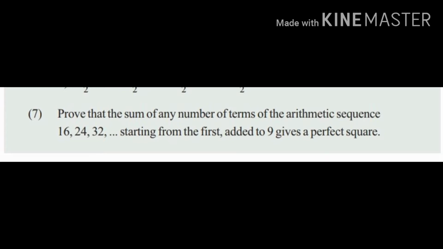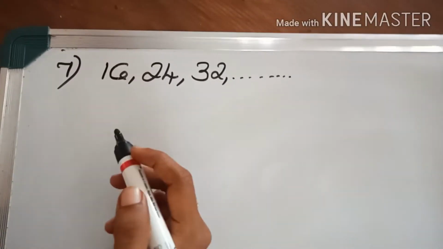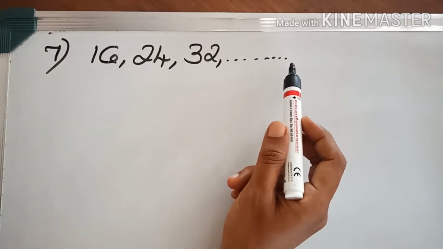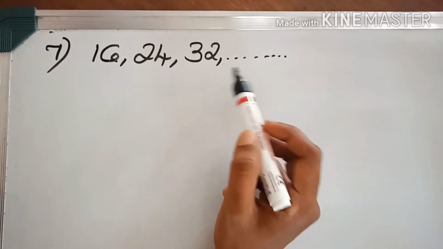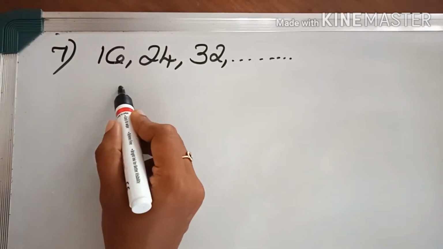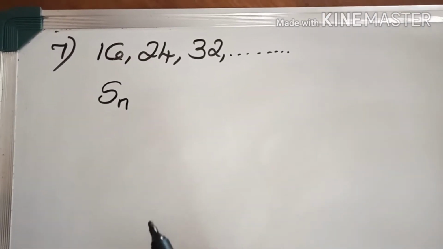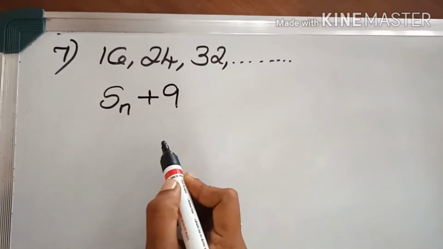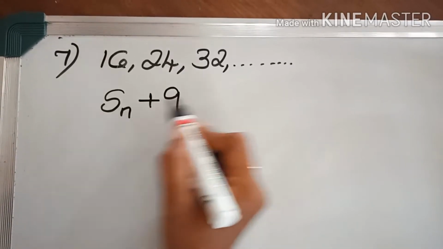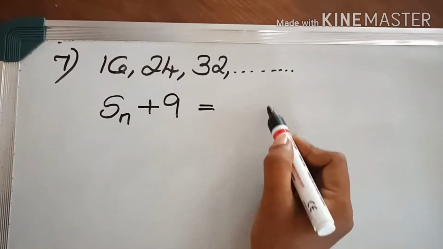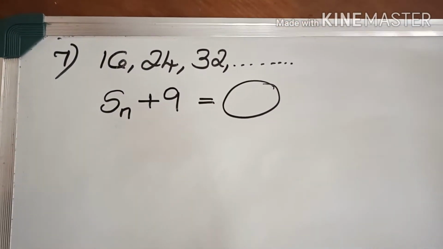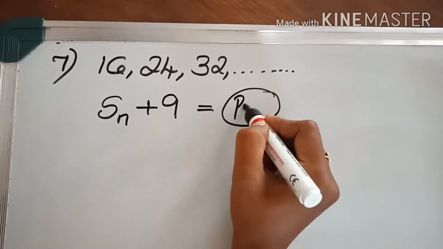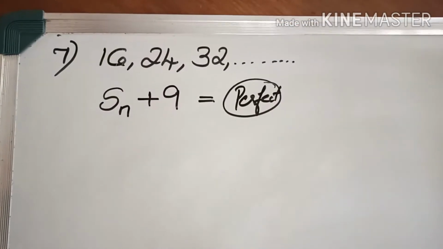That is the question. So let's see how we will prove this. Here, this is the sequence given, 16, 24, 32, etc. We have to check the sum of any number of terms plus 9. Sum of any terms means Sn we need to find. That Sn plus 9, if we add the number 9 to this sum, we need to check that the answer is a perfect square.